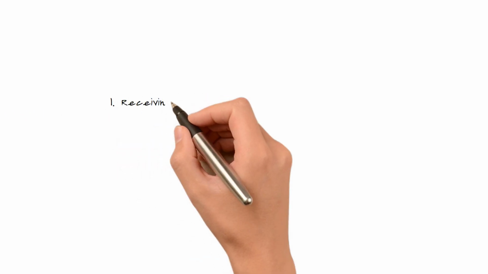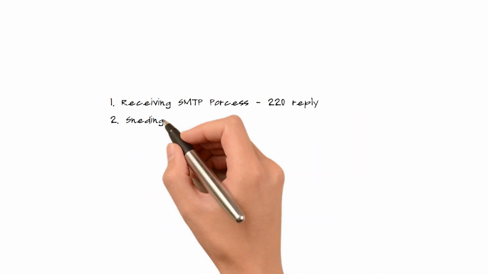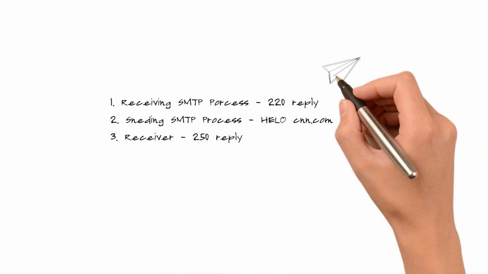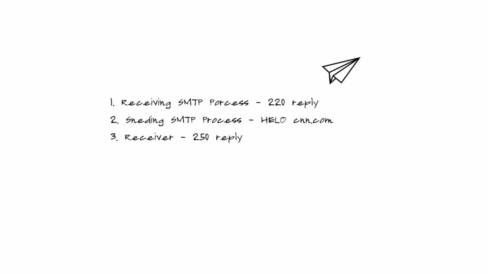First is the interaction. The first step is the receiving SMTP process replying with the command 220. The second step is the sending SMTP process sending the command HELO, hello@cnn.com. And the third step is the receiver replying to let the sender know it is prepared, using the 250 reply. Okay, so this is the first part.